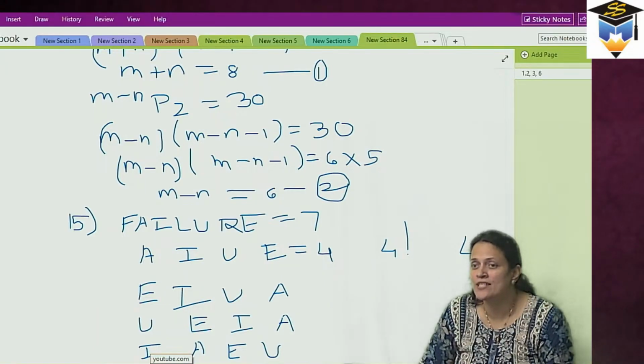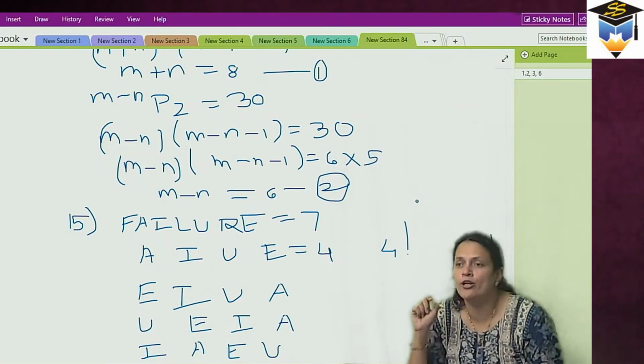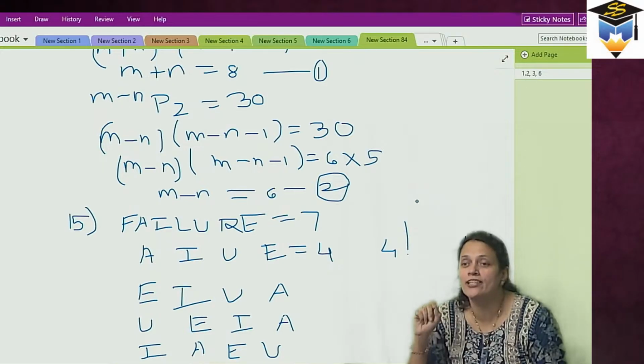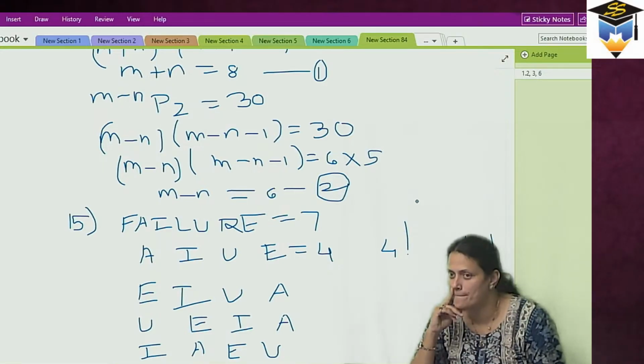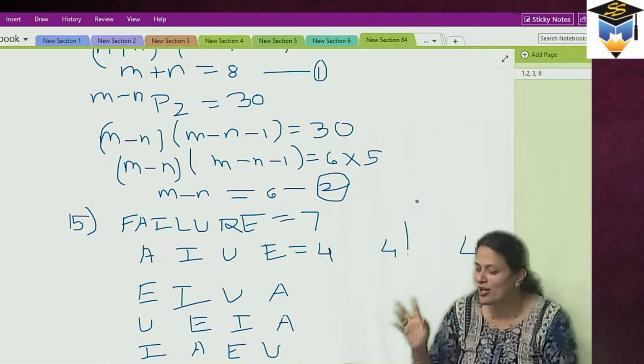And then you have to use the principle of... What happened, Harshvardhan? Yes. See, here you are going to use the principle of multiplication. Ata, what is that?